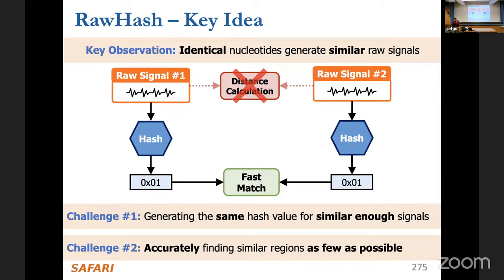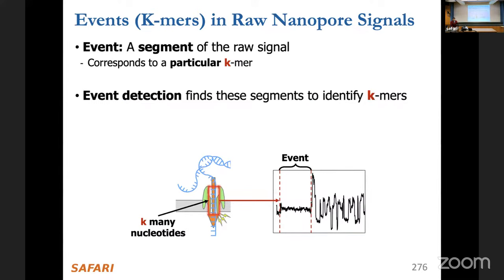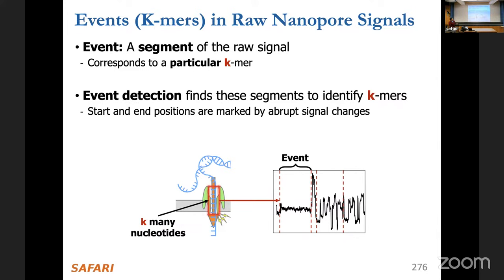Due to the time limits, I'm not going to go into too much detail on this, but what's happening here is, this is the raw signal that we're generating in nanopore sequencing. And the idea is that a region of that signal corresponds to a particular k-mer, right? This is what we know. To identify which region corresponds to which k-mer, we need to apply some statistical methods, because what we also know is that each base is creating some abrupt changes in the signal.